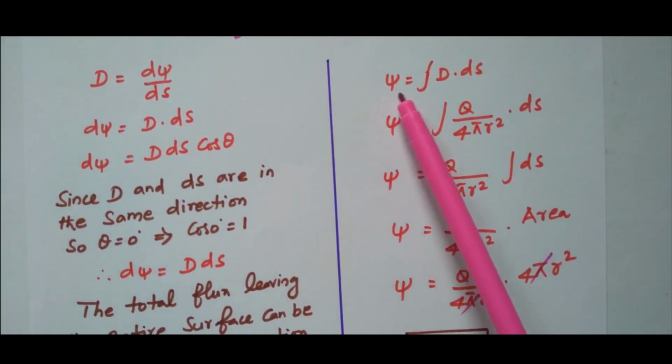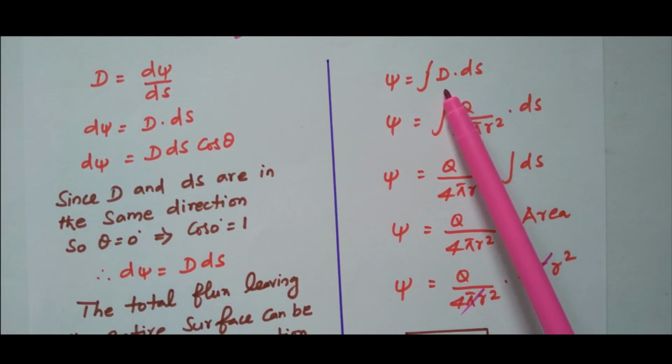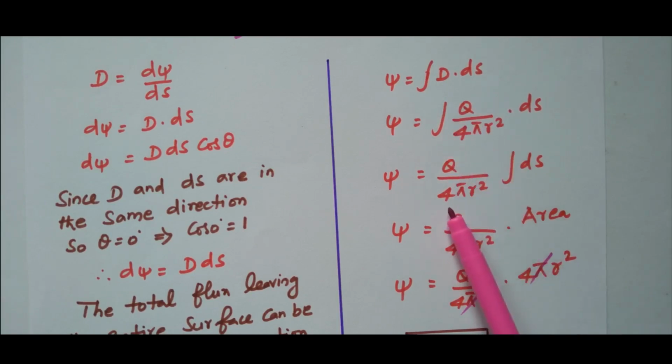So psi equal to integral D dot dS. We can replace this displacement density as Q divided by 4 pi r square, because the displacement density vector is Q divided by 4 pi r square. So this is constant, so we can take it outside. Only we have integral dS. What is integral dS? Integral dS is S.